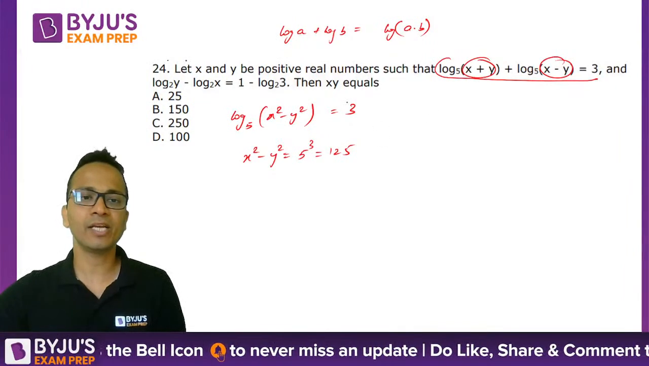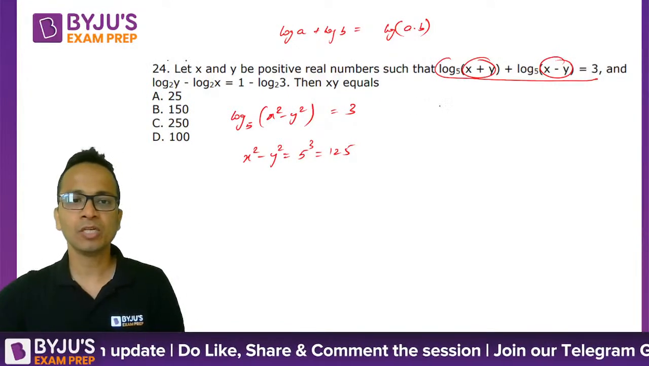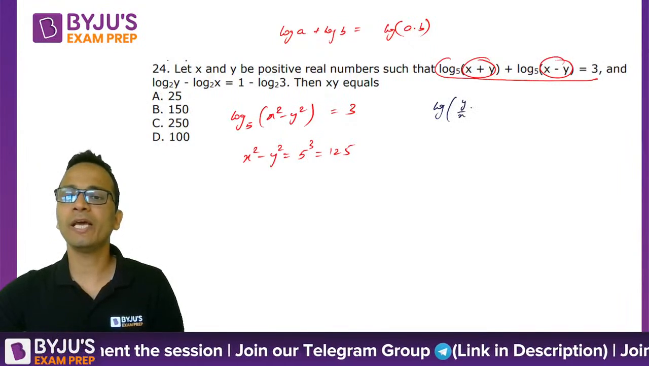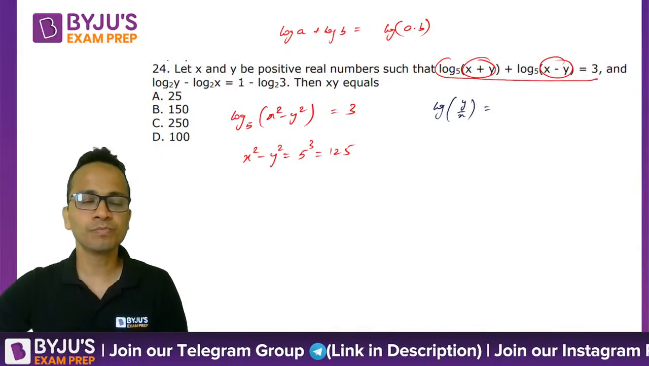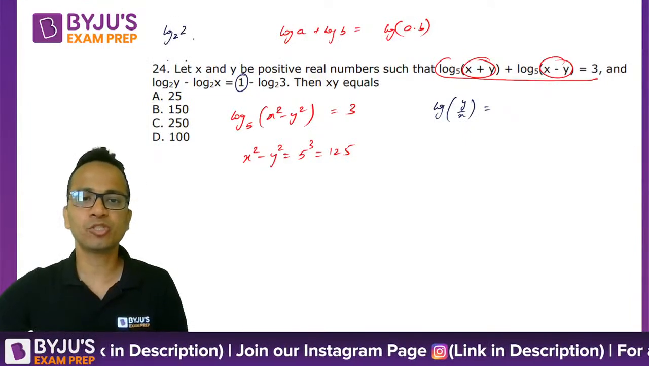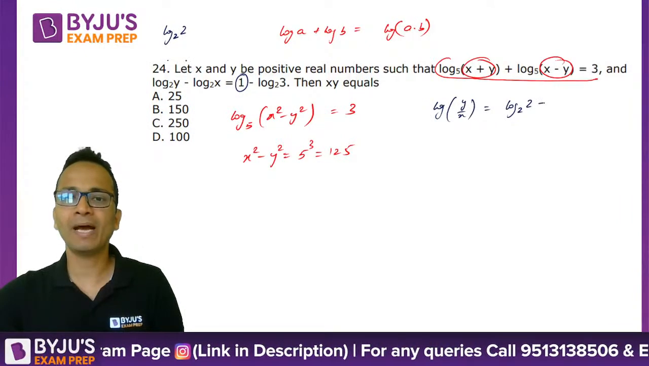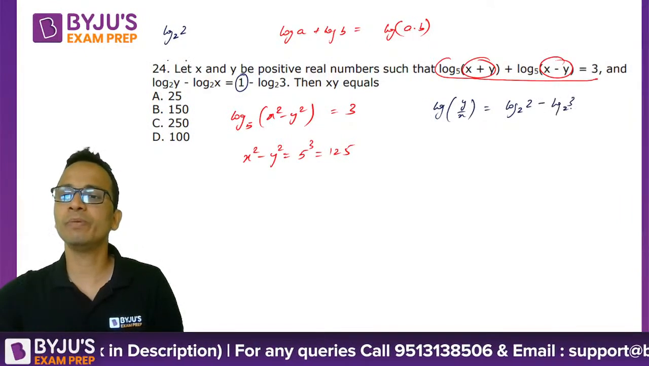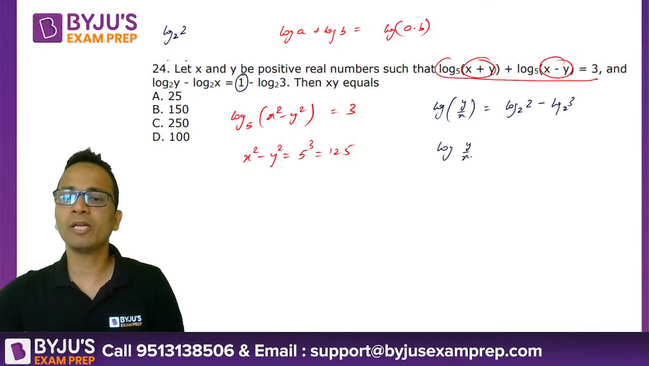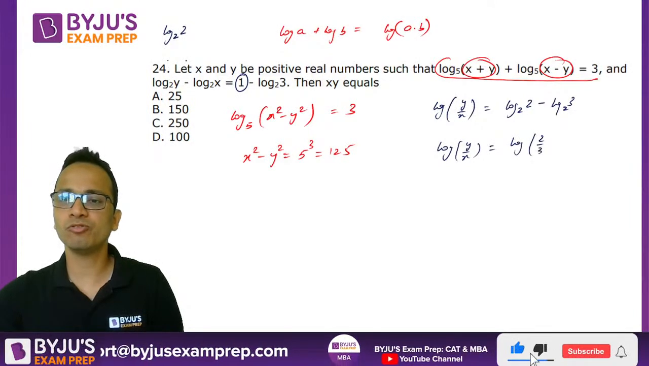Now I'm writing the second equation. So again, log y minus log x है यहाँ पे. So this will become log of y upon x, and that is equal to 1. 1 को मैं लिख सकता हूँ log of 2 to the base 2. So log of 2 to the base 2 minus log of 3 to the base 2. So I can now write log of y upon x as log of 2 upon 3.